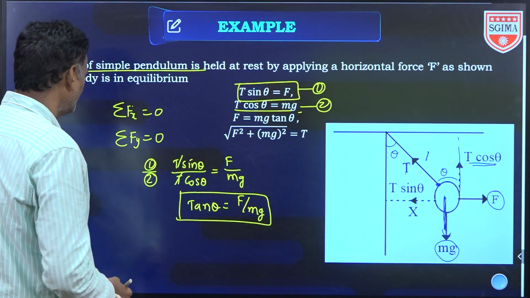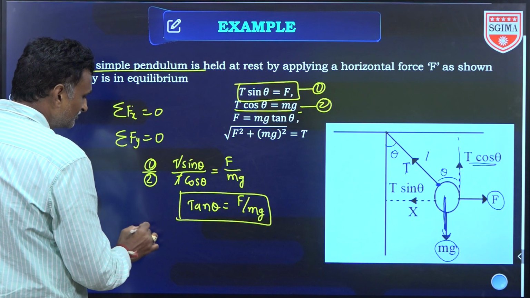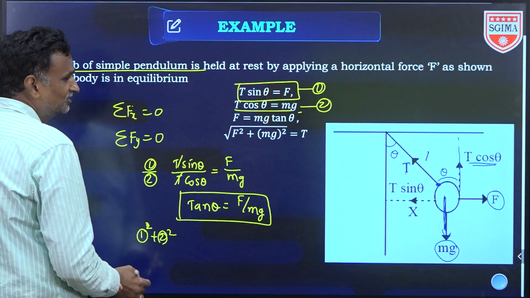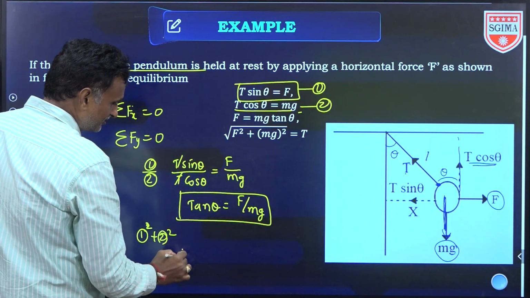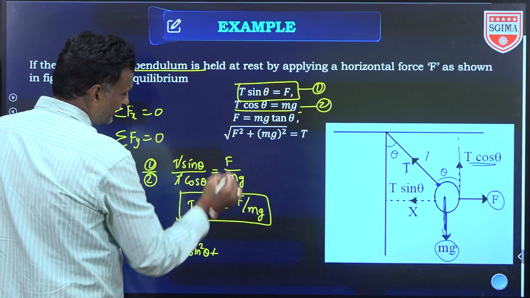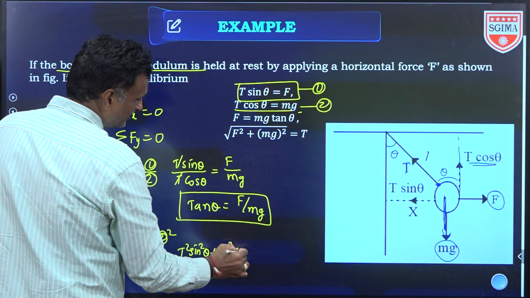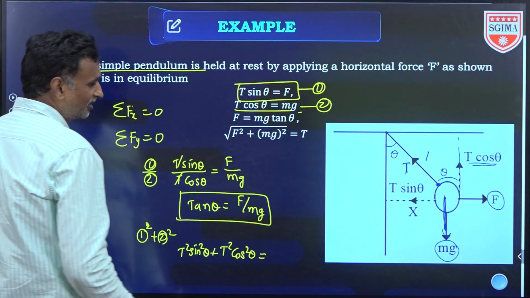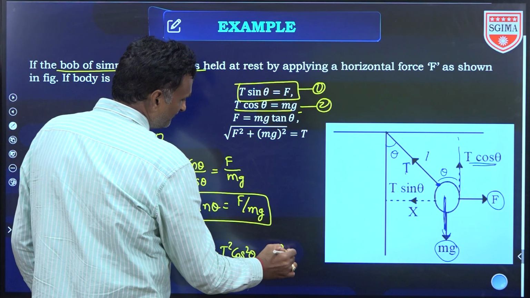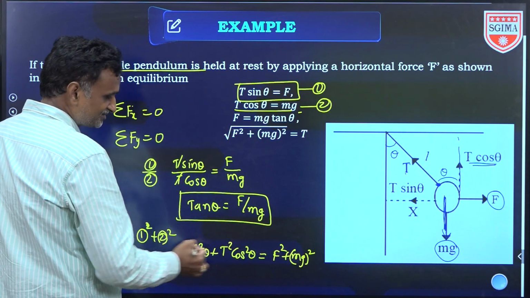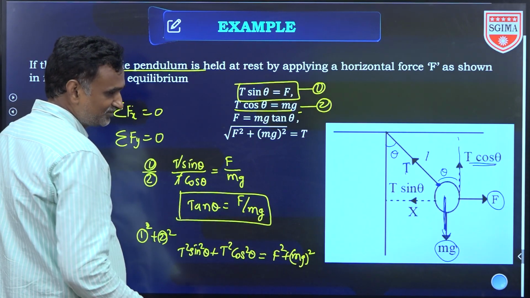Okay. In the second case, if I do 1 square plus 2 square, okay, on the left side what? T sin square theta plus, from the second equation, T cos square theta, means I am squaring and adding. Right side, F square plus mg whole square. So T square we take common, sin square theta plus cos square theta.